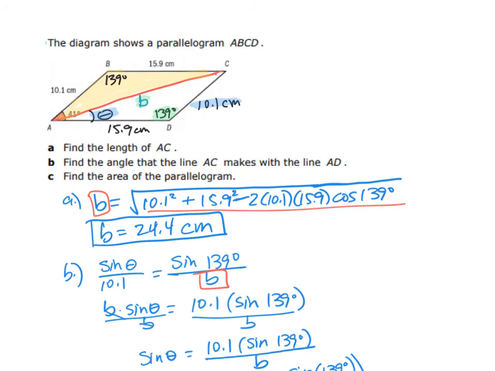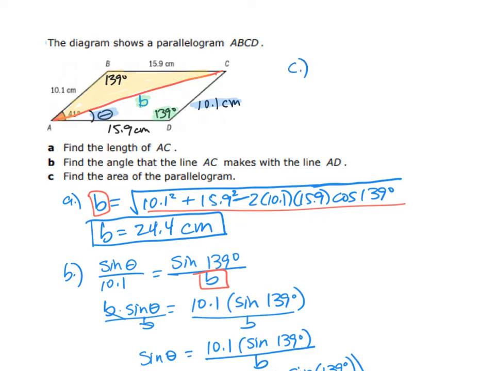And then part C says find the area of the parallelograms. Remember, the area of a parallelogram, this yellow triangle is half of the whole parallelogram. We would know how to find the area of the yellow triangle. So to find the area of a parallelogram, it's the same formula as the formula for the area of a triangle. We'll just take out the 1/2.